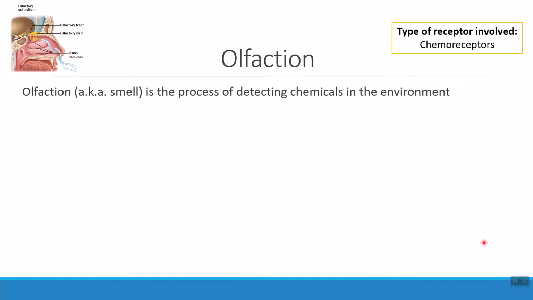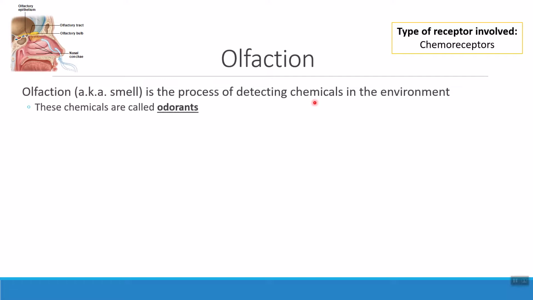Olfaction is technically defined as detecting chemicals in the environment. These chemicals are specifically called odorants. So odorants are the chemicals that you detect when you smell things.